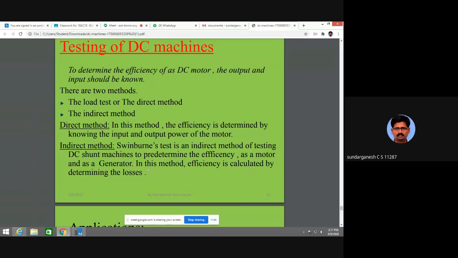Next one is the indirect method, the Swinburne test. Swinburne is a scientist who found this test. He found an indirect method of testing DC shunt machines. He takes only 2 readings and determines the efficiency as a motor and as a generator. Here it is more economical when compared to the direct method. All the losses we can easily calculate using this method. Swinburne test is an efficient method for calculating the efficiency of a DC machine as a generator as well as a motor.